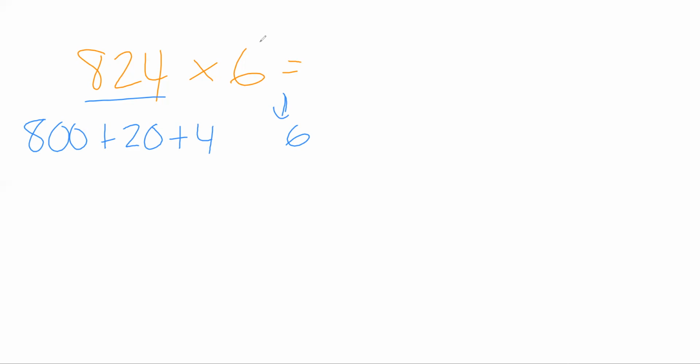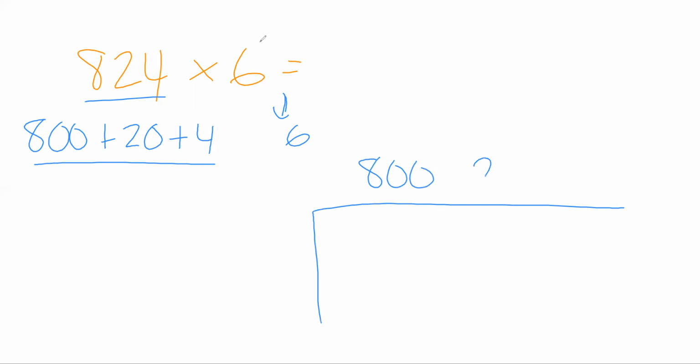All right, so then, like I said, I'm going to change this up. I'm actually going to make these my columns this time when I draw my model. So I'm going to go 800, 20, 4.